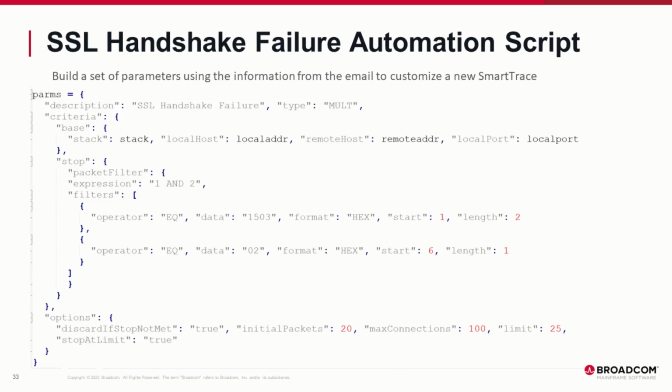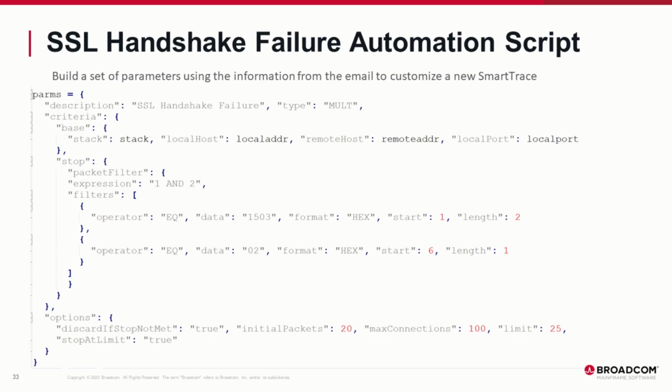So you configure these parameters to create your trace definition in JSON. You can see in this example, we've instructed NetMaster to create a multi-connection trace by including the type key in the parameters and assigning it a value of mult. We've filled in key value pairs for the stack, localhost, remote host, and local port with the values parsed from the email notification. We've defined our stop criteria to match what I showed you in the previous example.